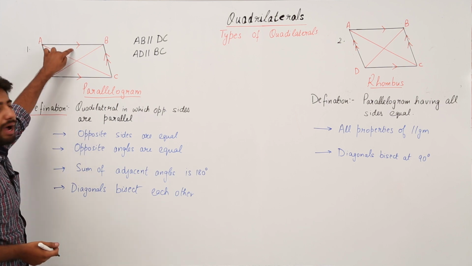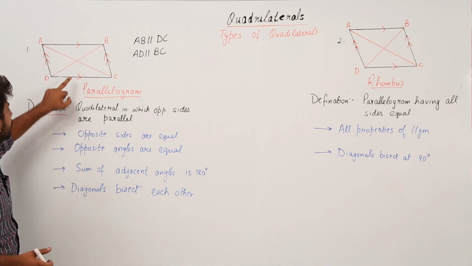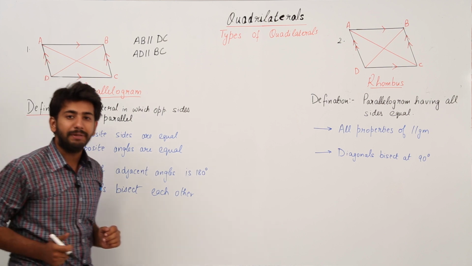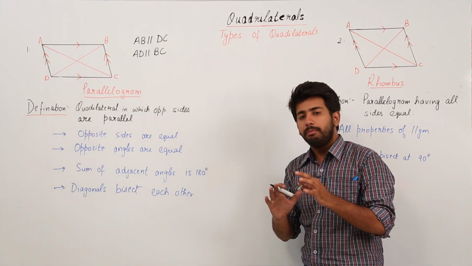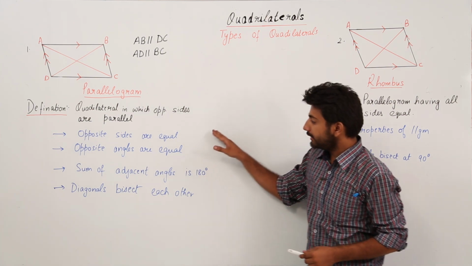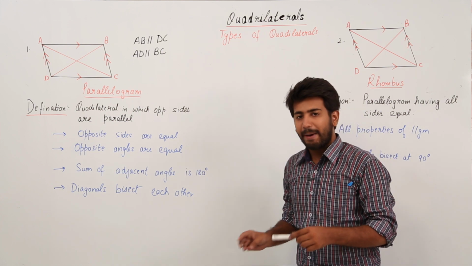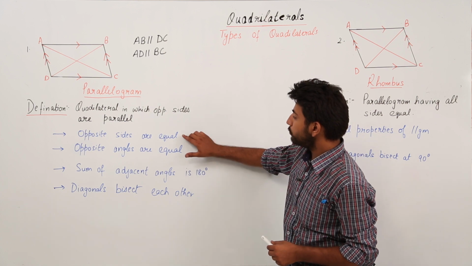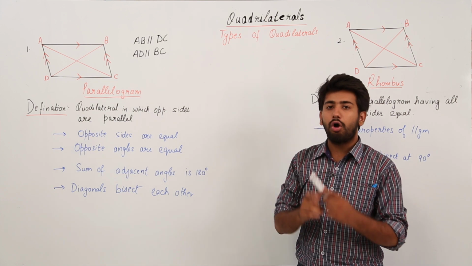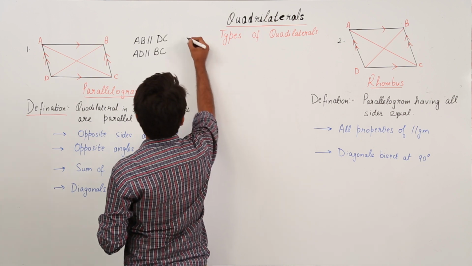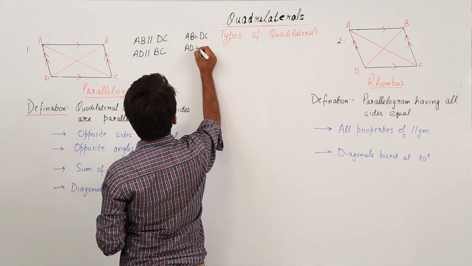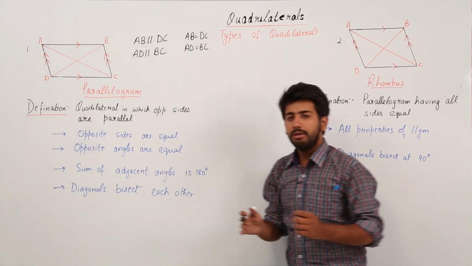Now these are the arrow marks, these are the signs to show that this is parallel to this, and the double arrows also show that AD is parallel to BC. Now what are the properties of the parallelogram? This blue line segment, these four are the properties of the parallelogram. Now the properties are that opposite sides are equal. That means not just they are parallel to each other, but also they are equal to each other. That means AB is equal to DC and AD is equal to BC in case of a parallelogram.